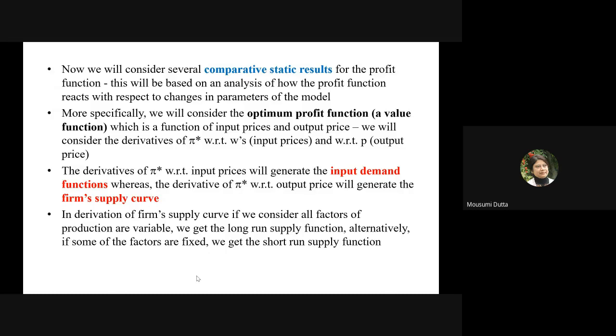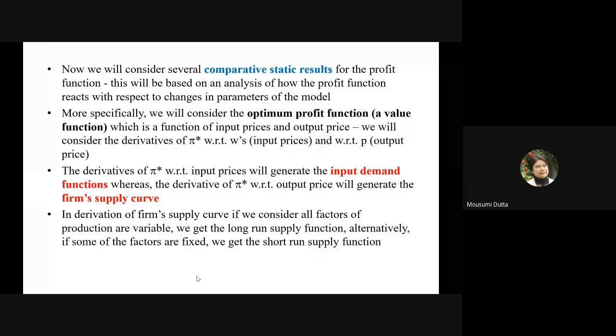Number two, starting from the value function, how we can derive several basic functions like input demand functions and the output supply curve, because here we are talking about the profit function. So from the profit function, we can derive these things. If the function is a utility function, then starting from the optimum value function, we will be able to derive the demand for commodities. So it will depend on the original functional form you are considering. Here, profit is the original functional form.